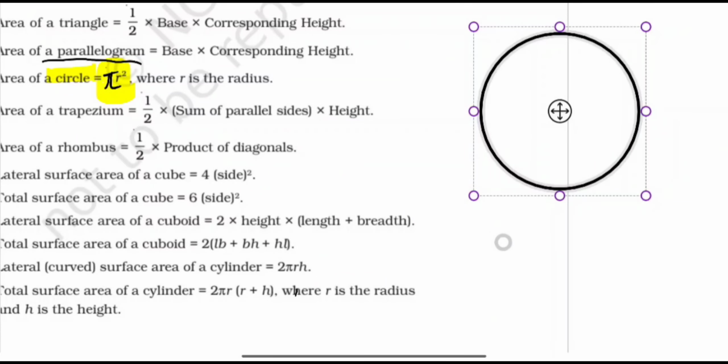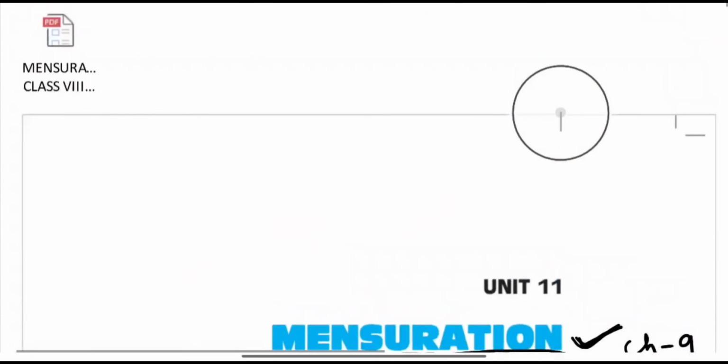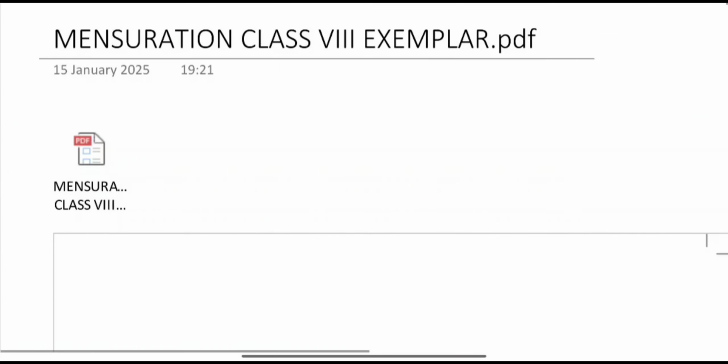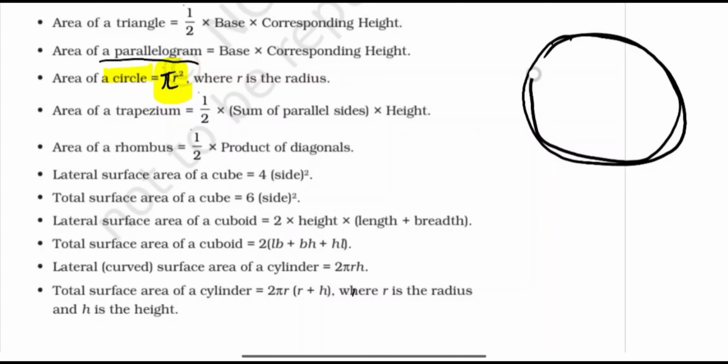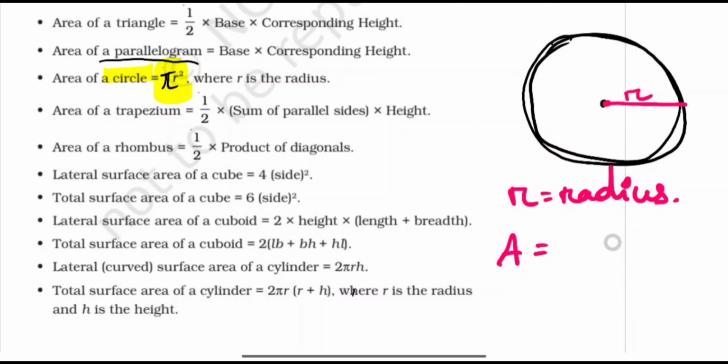Basically this is a circle, right? Let's draw this. If this is a circle and this is the center of the circle and this one is the radius, what is this called? This is the radius. R for radius. Clear? We must know the formula to find the area of the circle. It is pi r square.